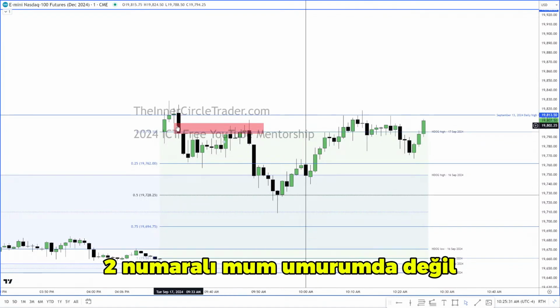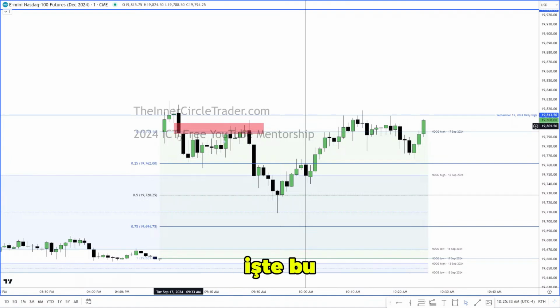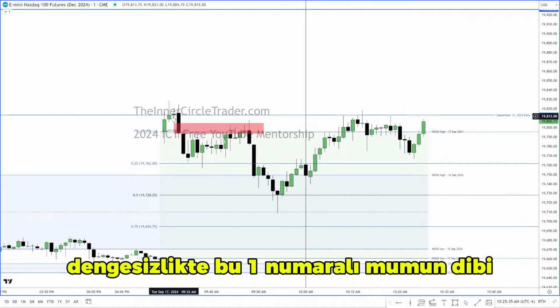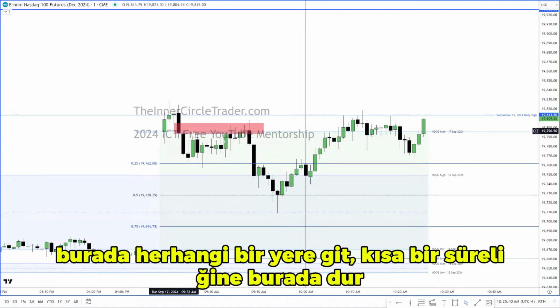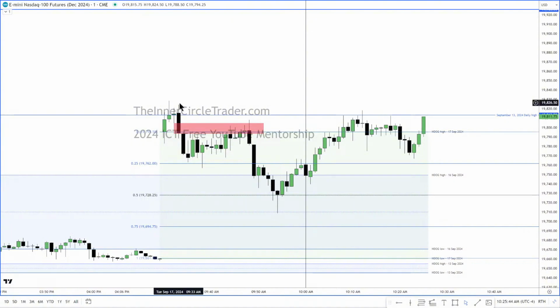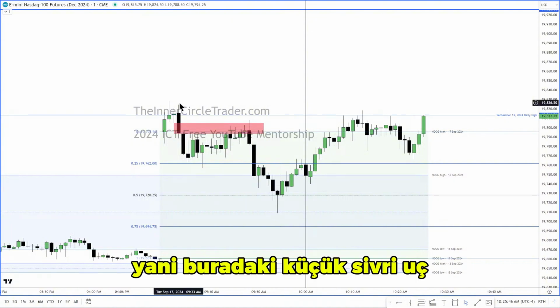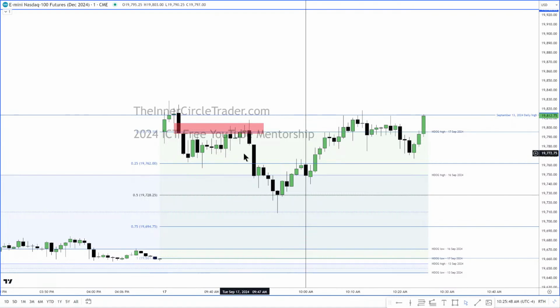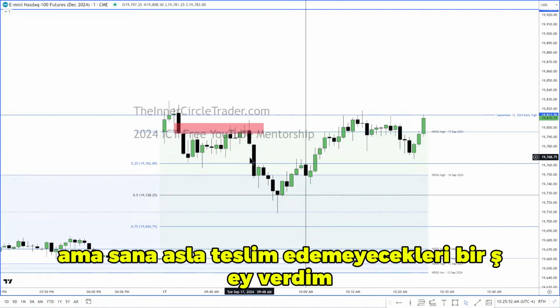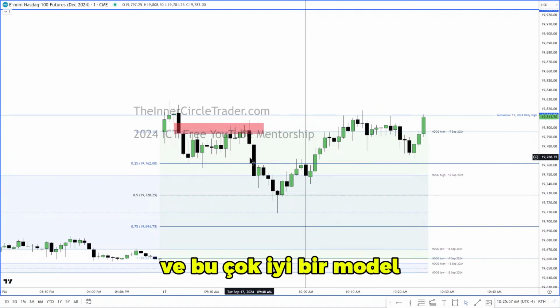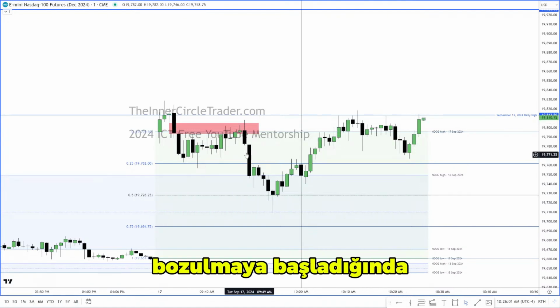The number two candle is the imbalance, between the number one candle's low and the number three candle's high. Anywhere in here, go short, stop up here. So this little spike here, they can crack jokes all they want, but I just gave you something they can never deliver. And this is such a good model. It answers everything.